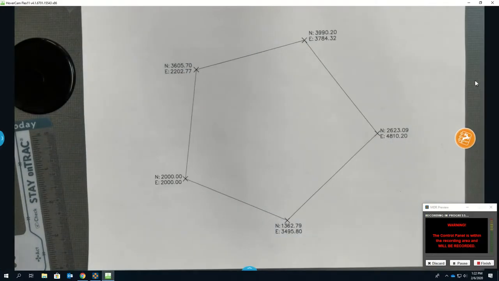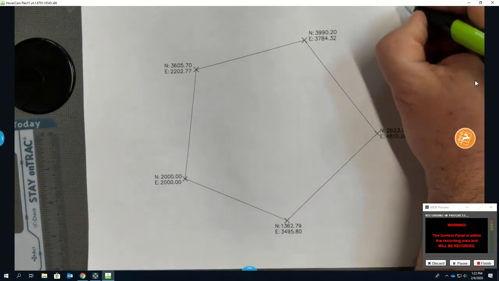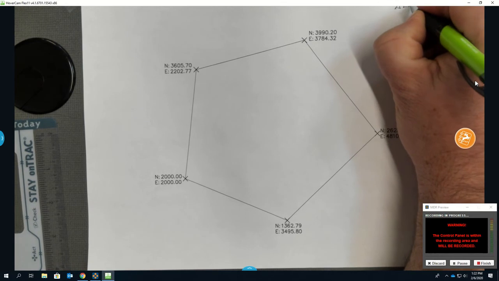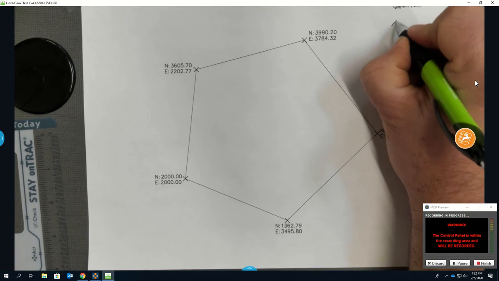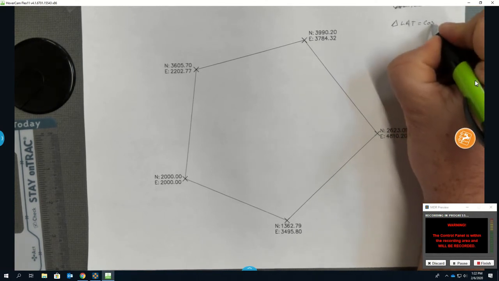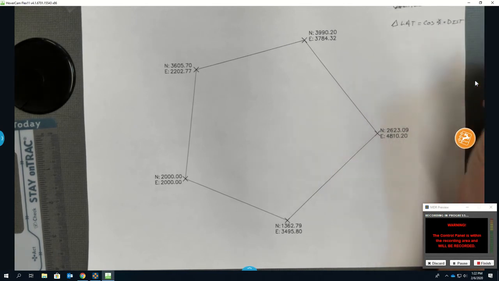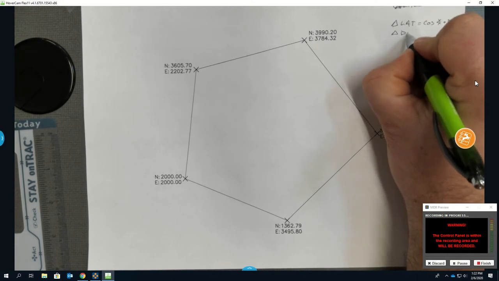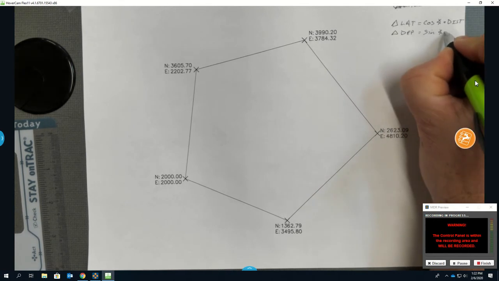Alrighty, so let's tackle this with latitude and departure. I'm going to be using all kinds of different pens here, so bear with me. The change in latitude equals the cosine of the angle times the distance. And the change in departure is the sine of the bearing times the distance.